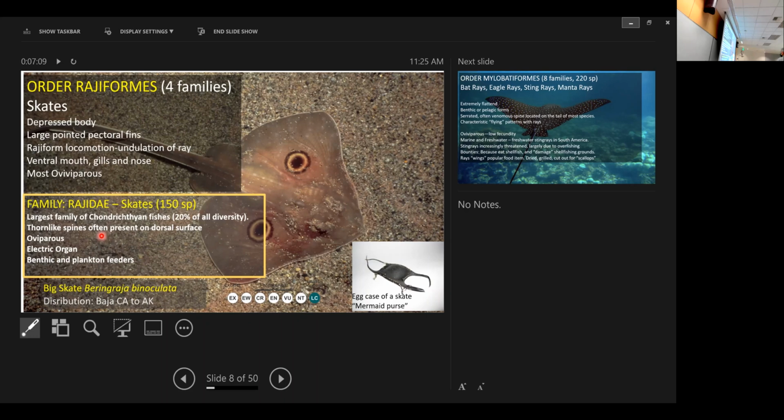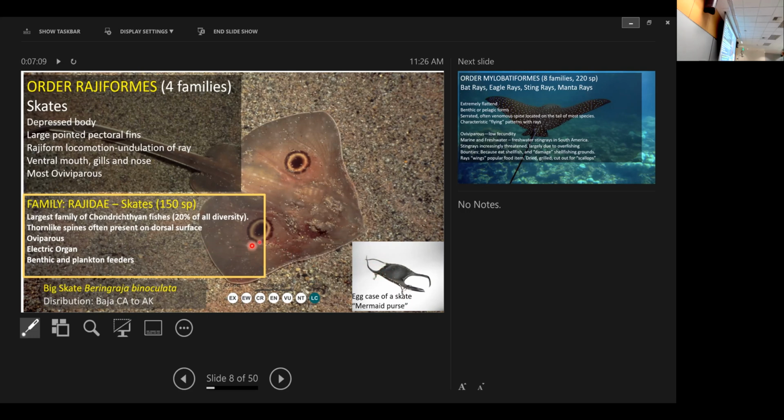And so these skates are a huge order and also a huge family, I should say. They make up 20% of all Chondrichthyan diversity. They sometimes have spines on the dorsal side. These are oviparous and they lay these, what we call mermaid's purses, which you may have collected on the beach. And each one has an embryo. Usually it's just one embryo inside. Sometimes it's two. And they attach these to structures on the bottom so that they can hatch independently.